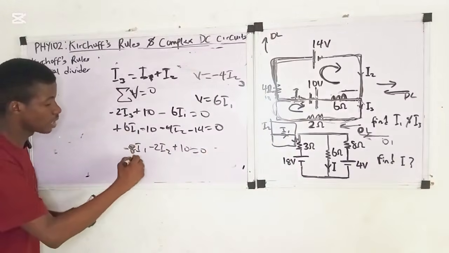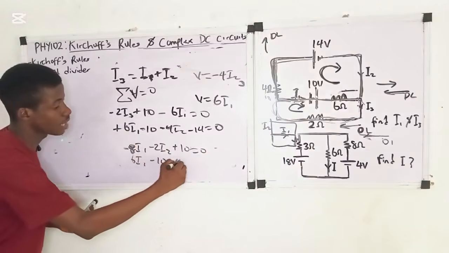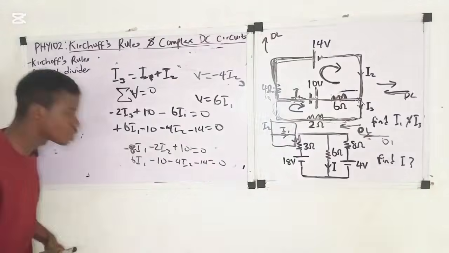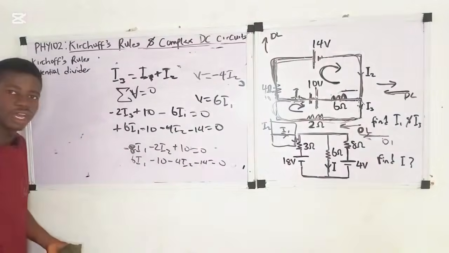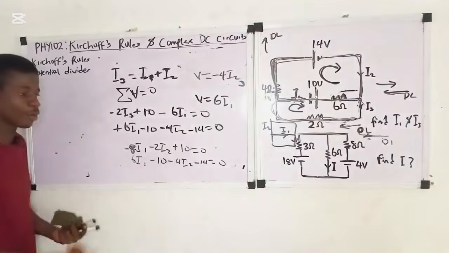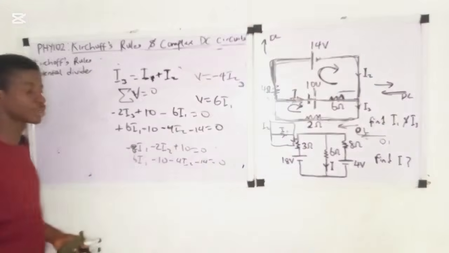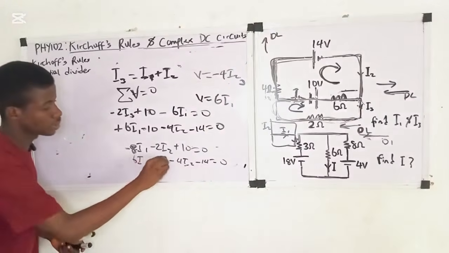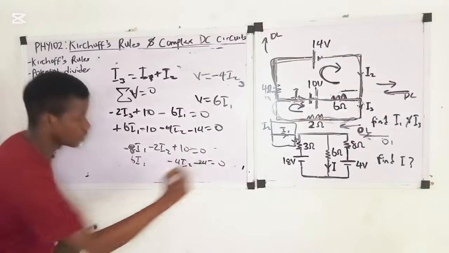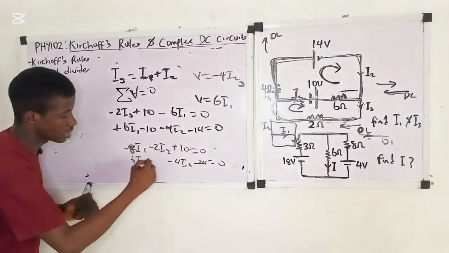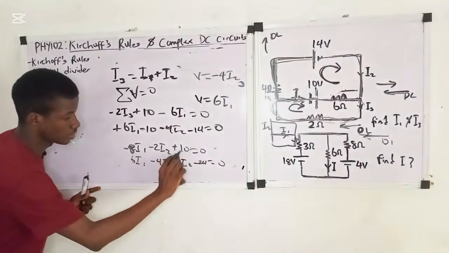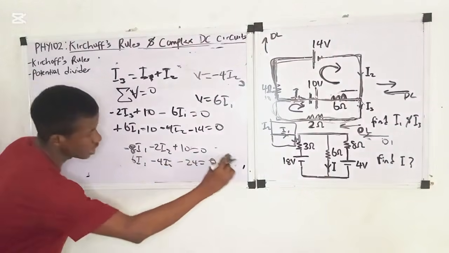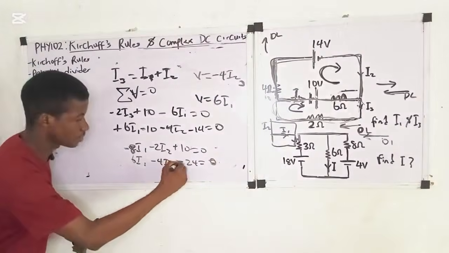This is the next equation: 6 I1 minus 10 minus 4 I2 minus 14 equals to 0. Right? Now, in this second equation, what is common? Look at it, 10 and 14 are common. They don't take anything here, so they are common. So minus 10 minus 14 gives us minus 24. So minus 4 I2 then minus 24 equals to 0, right? So what are we going to do next?